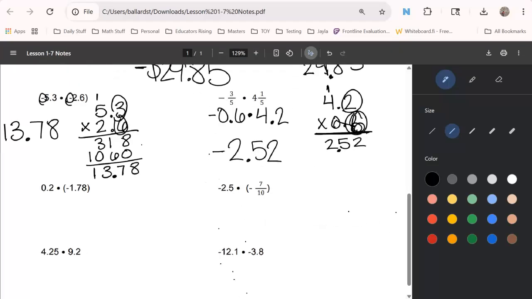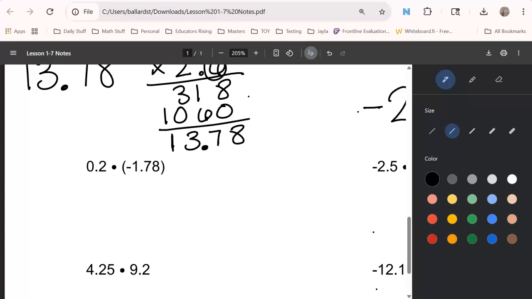Okay, let's go to the next problem. So we have 0.2 times negative 1.78. So when we are multiplying decimals, I would put 1.78 at the top because that has more digits, times 0.2. Then we're going to multiply everything by that 2. So 2 times 8 is 16. Carry your 1. 2 times 7 is 14, plus 1 more is 15. Carry your 1. 2 times 1 is 2, plus 1 more is 3.